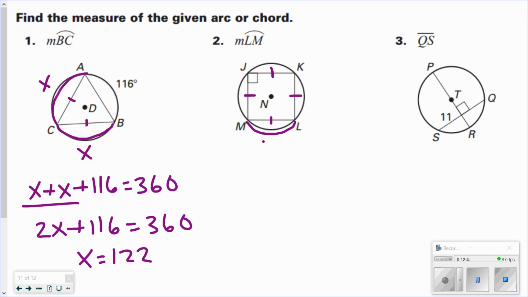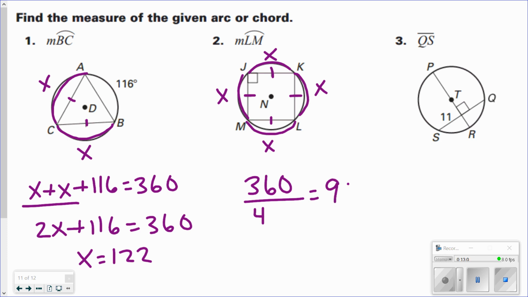So to figure out what one arc is, x, all I'm going to do is take 360, divide it by the number of arcs, and I have 1, 2, 3, 4. These would all be x. And I'm going to do 360 divided by 4. And we end up getting 90. So x then is equal to 90.